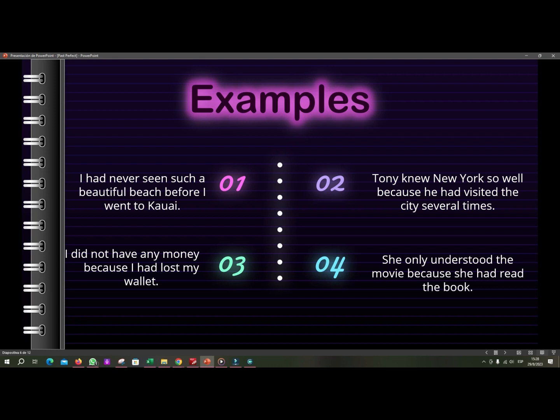Or: she only understood the movie because she had read the book. So that would be another example, right? She understood the movie because she had read the book, right? So first she read the book, right? And then she understood the movie. Not now, but in the past, right?